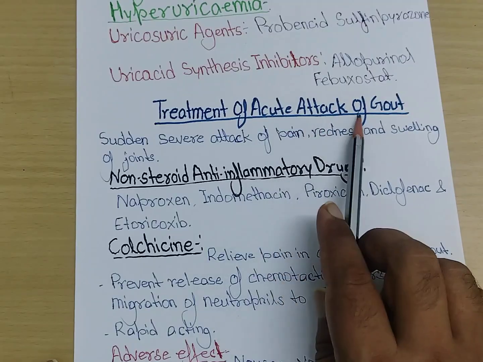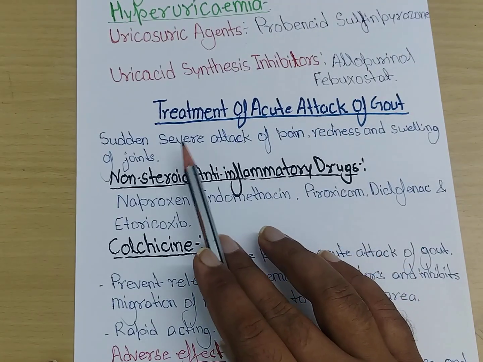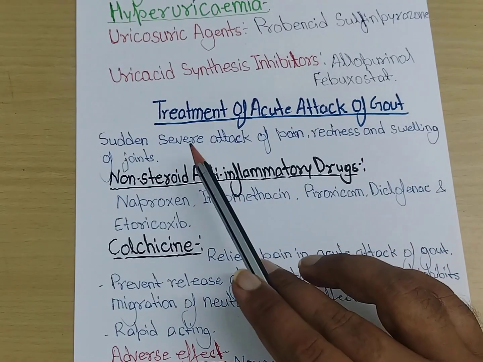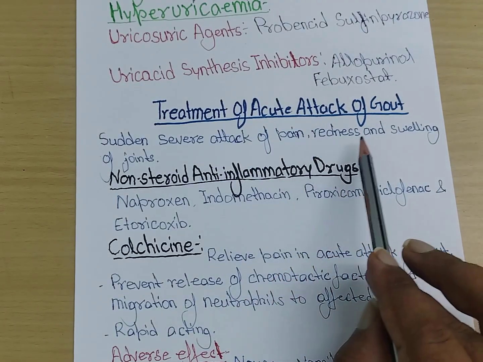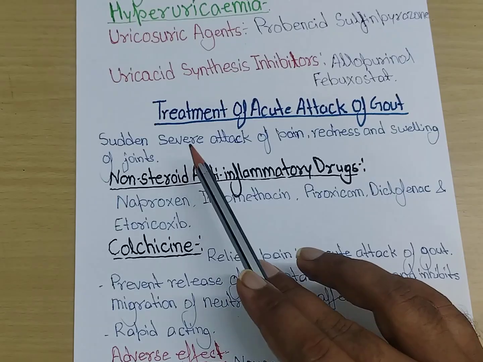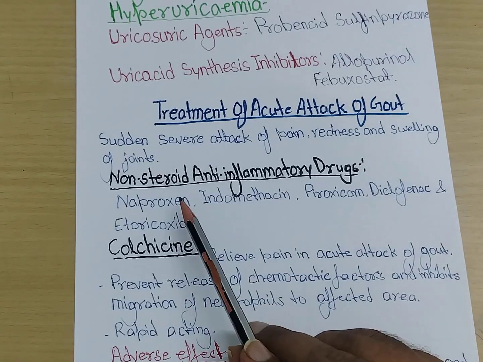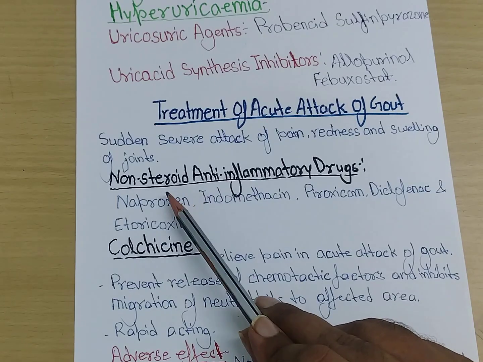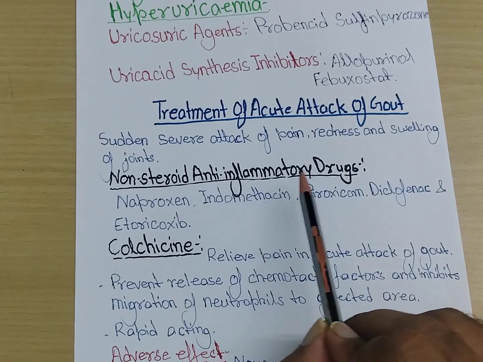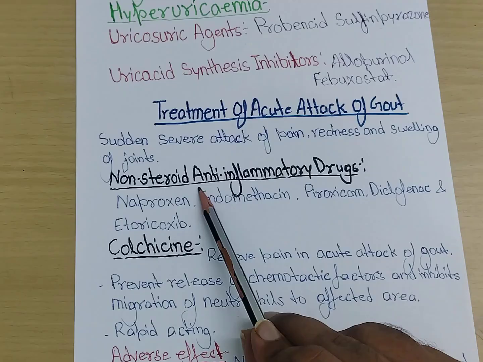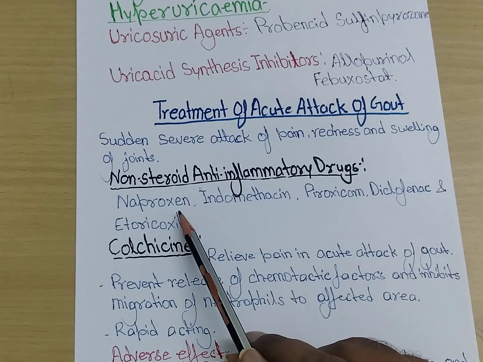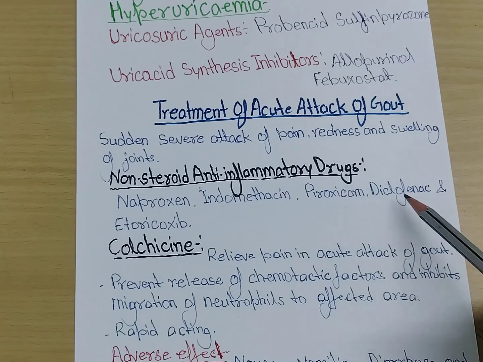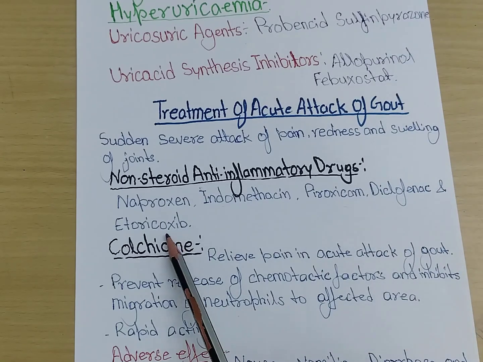Treatment of acute attack of gout. What is the acute condition of gout? It is a sudden severe attack of pain, redness, and swelling of the joint. In acute gout, our first line drugs are non-steroidal anti-inflammatory drugs. Examples: naproxen, indomethacin, piroxicam, diclofenac, or etoricoxib.